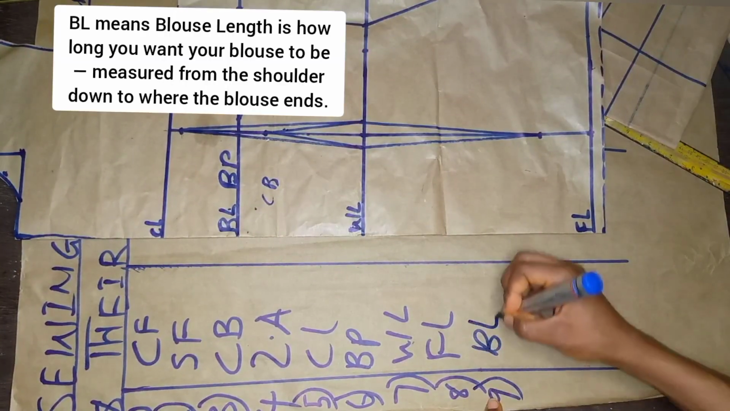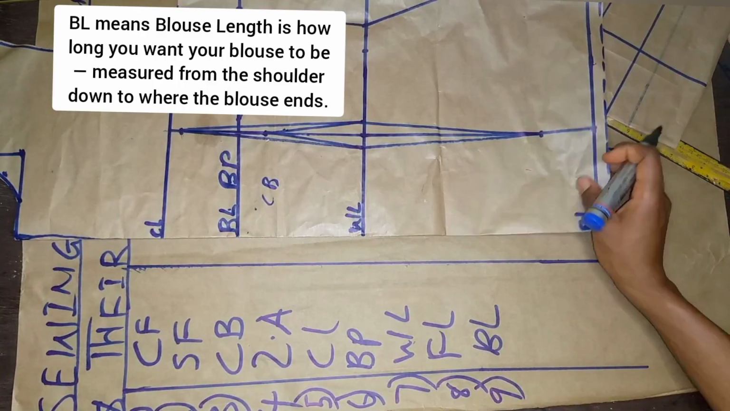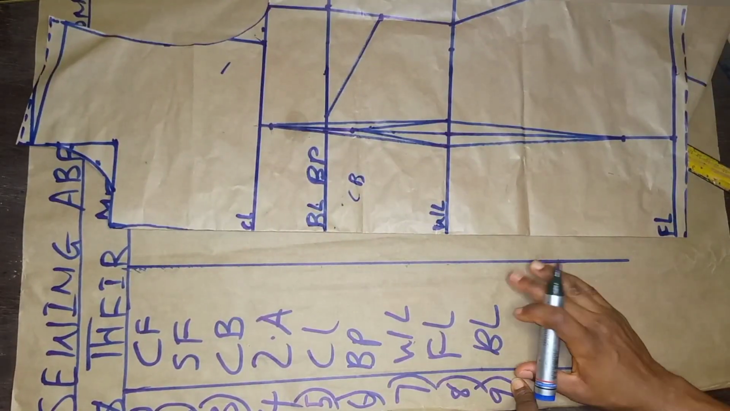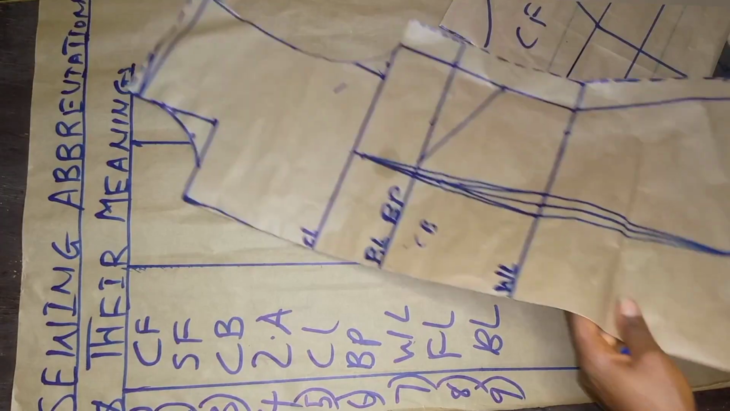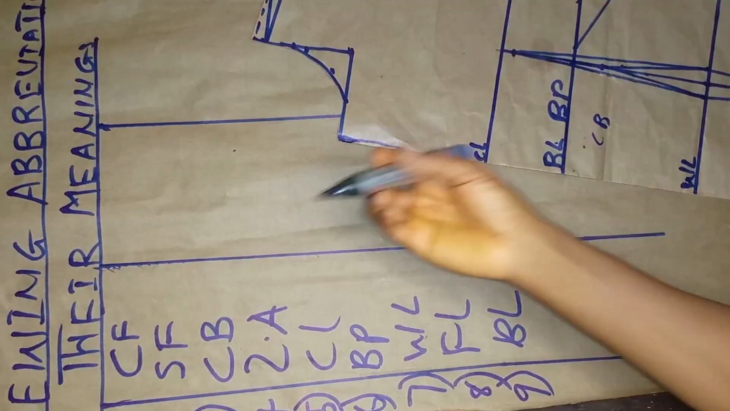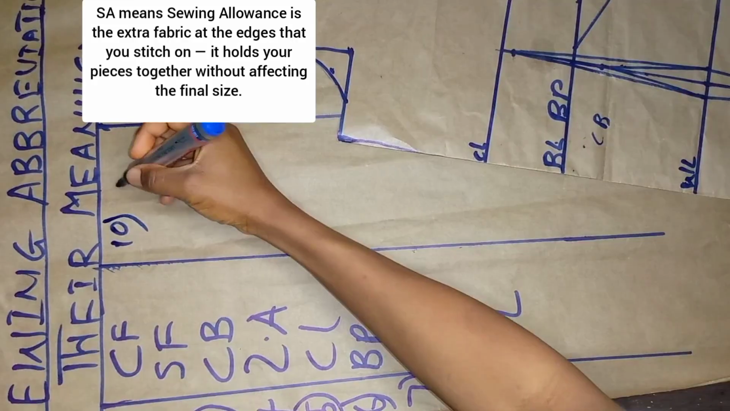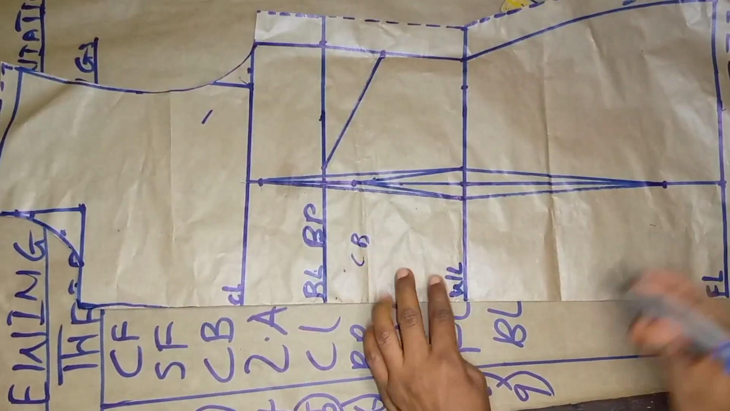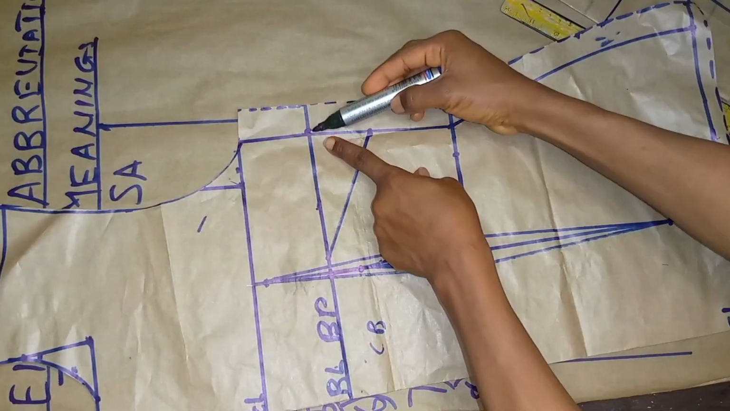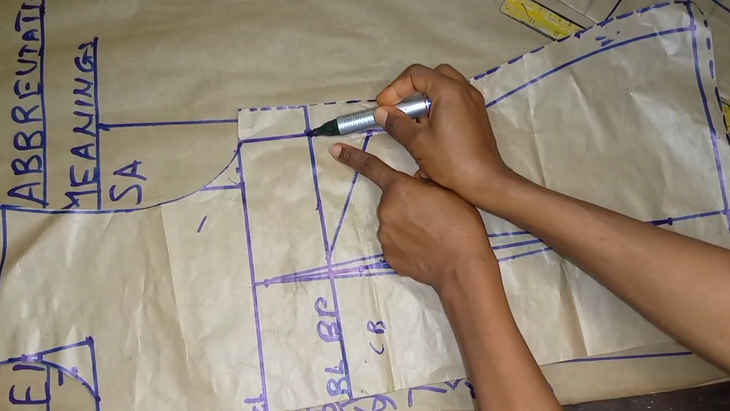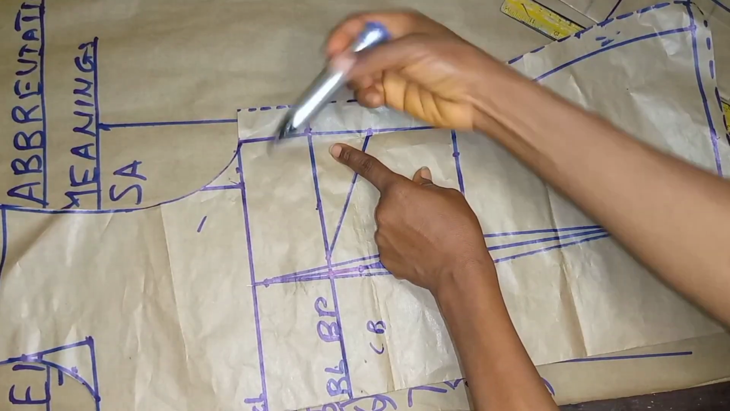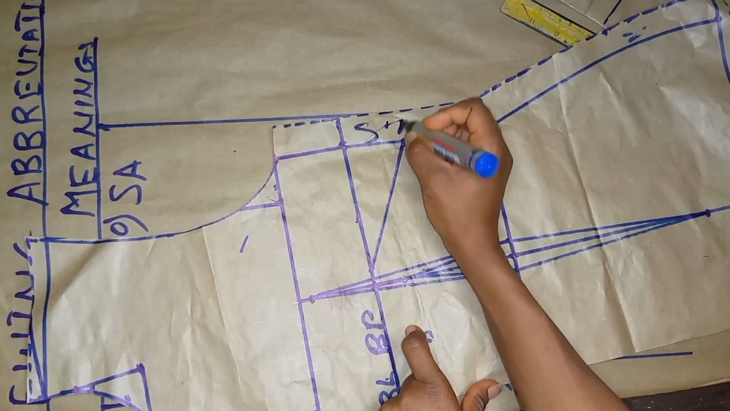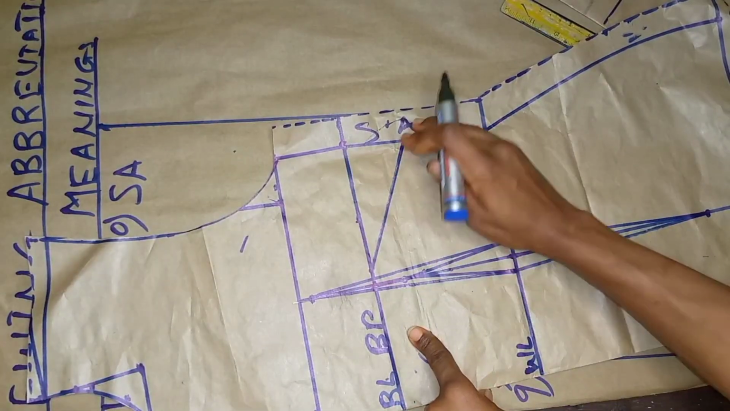Next one is BL. BL means blouse length. Now for this body, since it's a blouse, most times you will see BL. So on a blouse, you can either see BL or FL. It means the same. The next one here is SA. SA simply means sewing allowance. Sewing allowance is the extra measurement you add to your pattern for extra fabric so that you'll be able to stitch your outfit properly. So as you can see, this is an example of sewing allowance. The first line is the actual measurement, while the extra there is the sewing allowance.